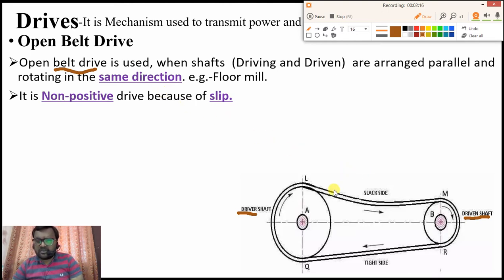So what is the open belt drive? Now if you see the direction of rotation of both pulleys, pulley A and pulley B, direction of rotation is same, or they are rotating in same direction, that is clockwise direction. So when driver and driven shafts are arranged in parallel and both pulleys are rotating in same direction, then the drive is called as open belt drive, and it is a non-positive drive because of slip. So we'll see what is non-positive drive.